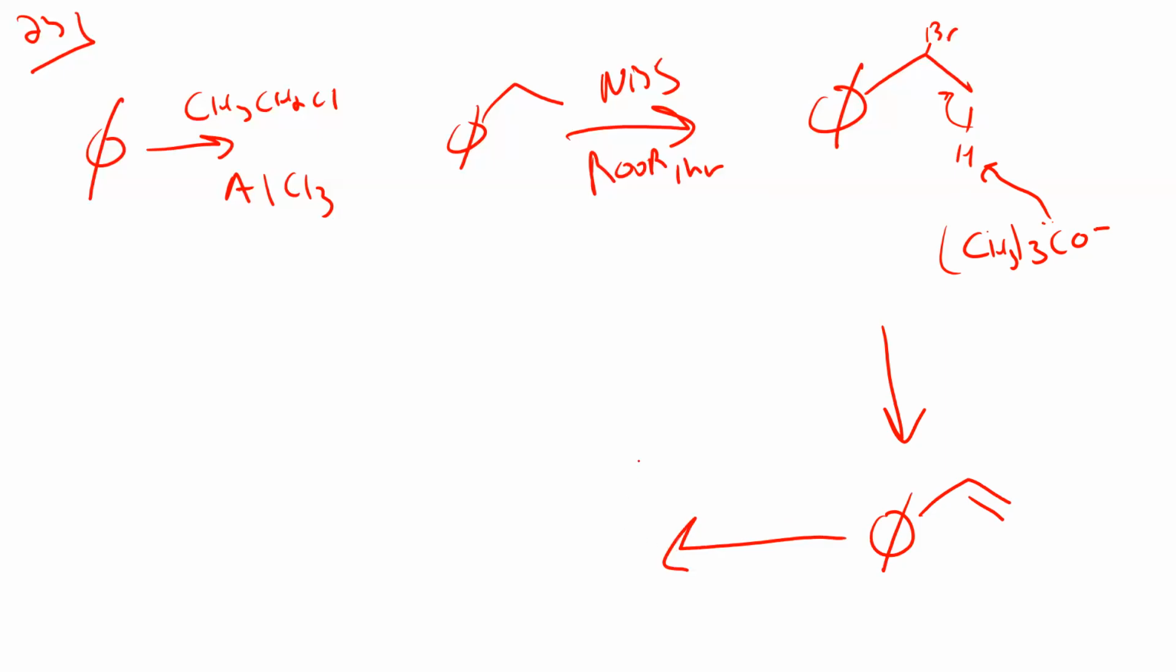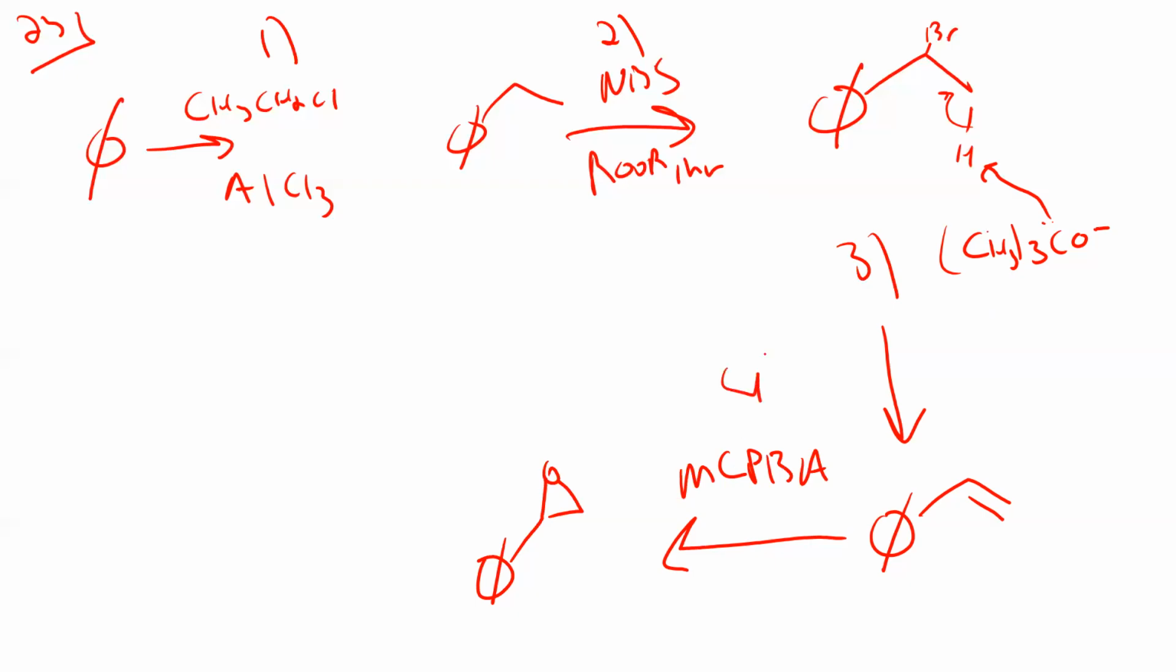Now, how are we going to form a ring? We have to think back to a previous chapter for an epoxidation. We're going to use meta-chloroperoxybenzoic acid, forming 2-phenyloxirane. So MCPBA. That's from a previous chapter. When we do that, we're going to form our epoxide. So that's it. So that's our 4-step synthesis. Friedel-Crafts, radical bromination. Then we have a strong base, our tert-butoxide. Then we're going to use our MCPBA to make the epoxide.